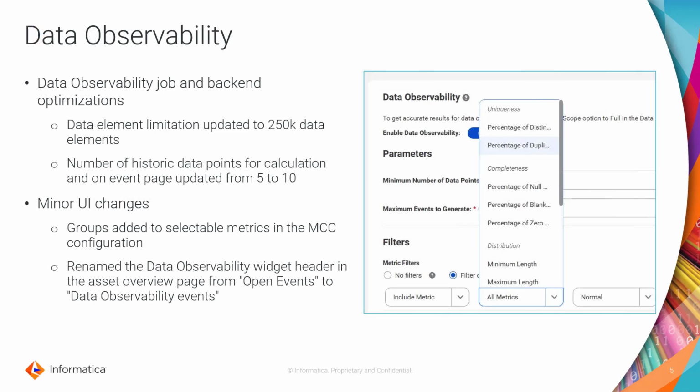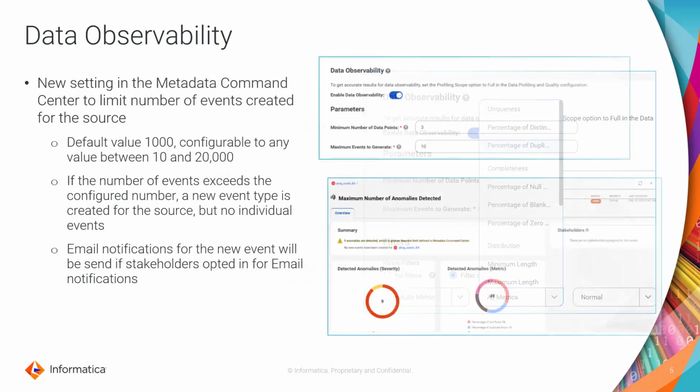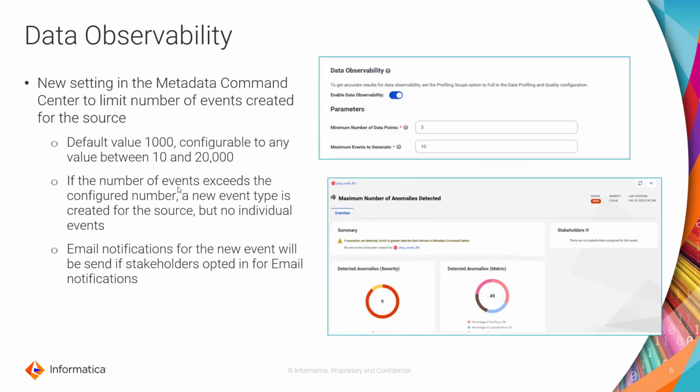In data observability, we now increase the number of data elements up to 250,000, and the number of historical data points we increased from 5 to 10. And we did some minor UI changes based on feedback by creating some groups for the metrics. And also, you'll notice we renamed the data observability widget in the asset overview page from open events to data observability events.